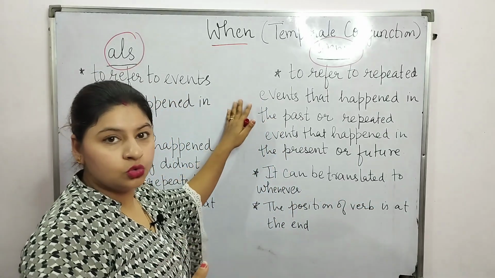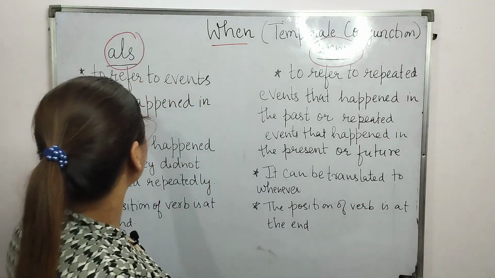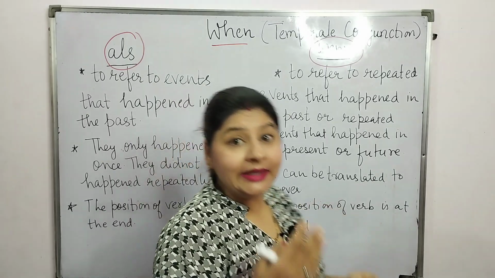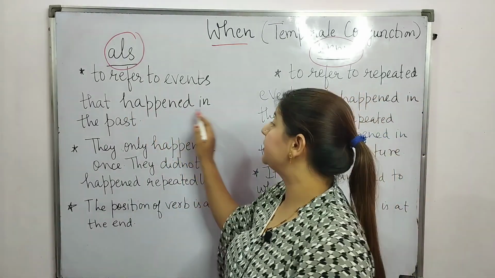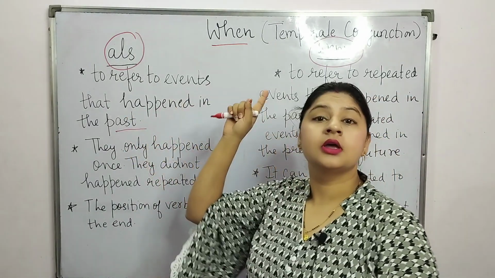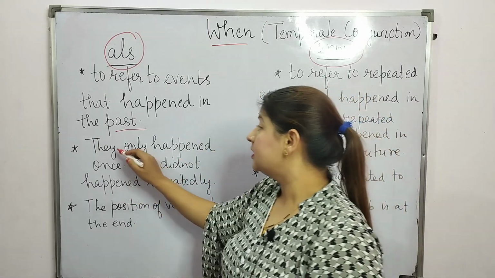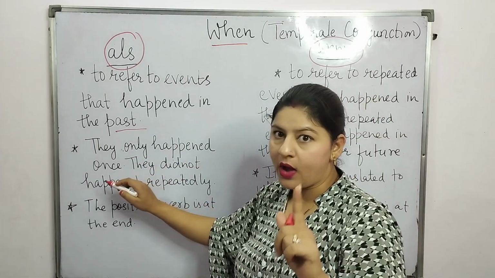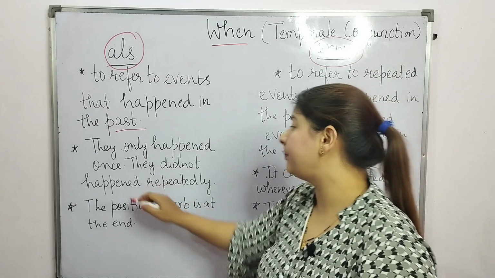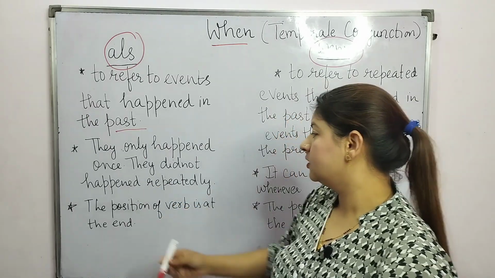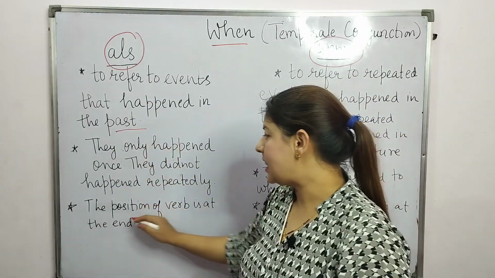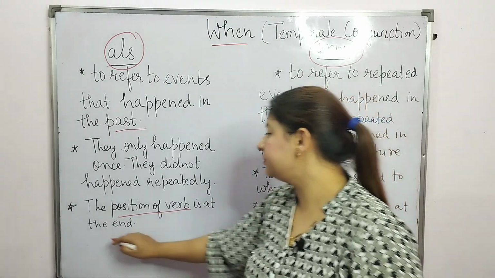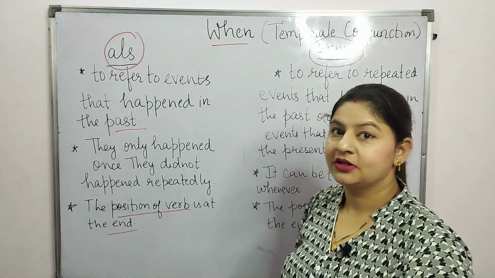So let's see some rules here. Als we use to refer to an event that happened in the past. They only happened once. They did not happen repeatedly. When we use als, the position of the verb is at the end.